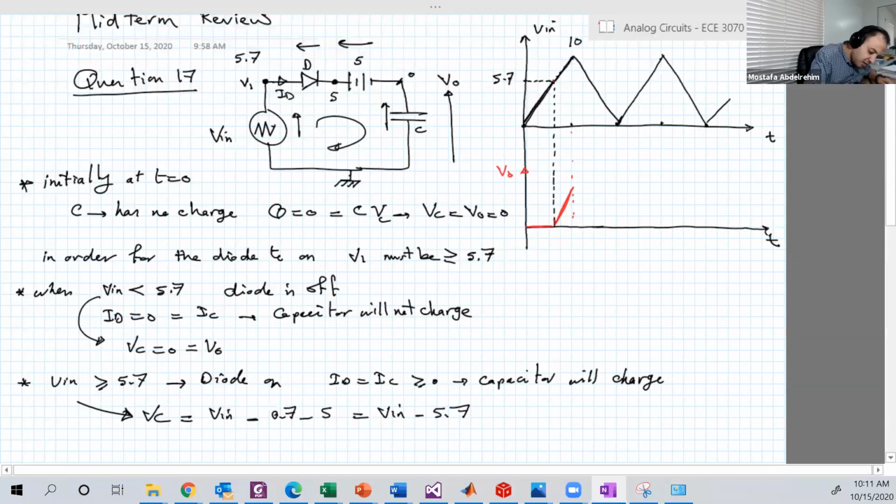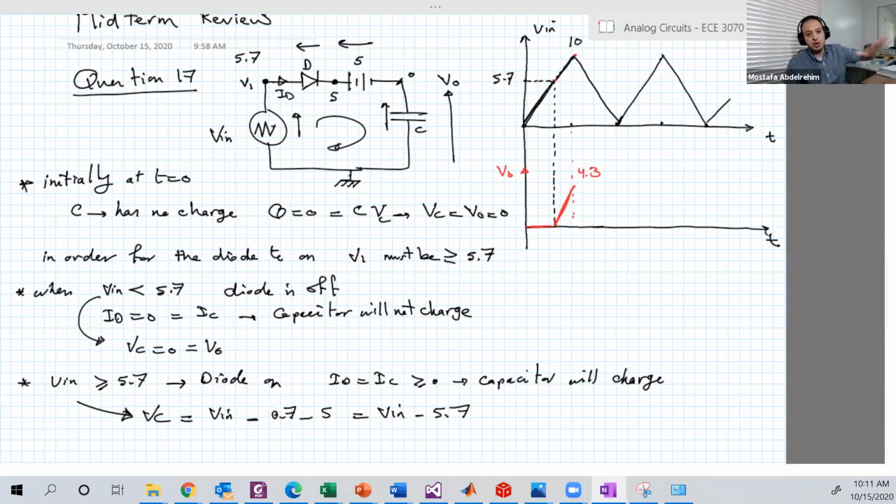At that point, V input is 5.7, so 5.7 minus 5.7 will give you 0. At that point, V input is equal to 10, and 10 minus 5.7 is equal to 4.3 volt. This is exactly what we have done with the sine wave. Nothing new here. And when we continue now, we will discover that also nothing new.